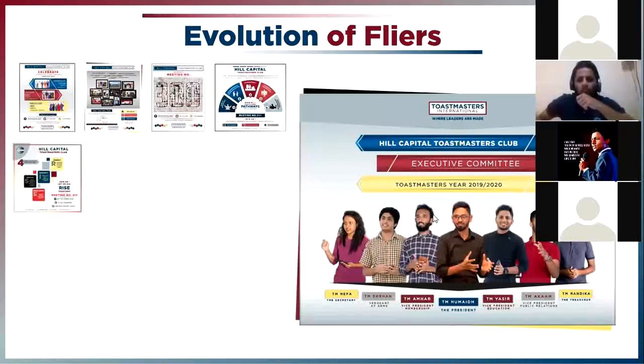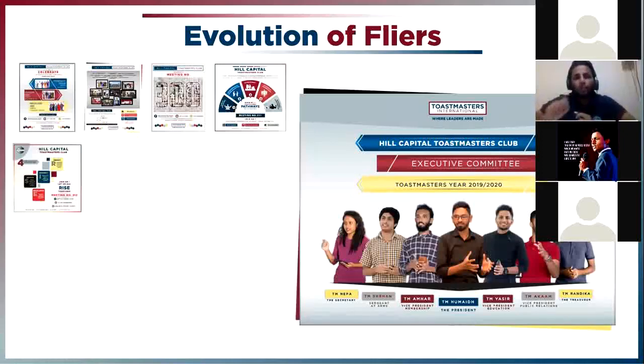This is the flyer I made for the executive committee when I became the vice president of education. You can see this is me, and this is Humaid, the current president. Let's talk about this. This is the advantage you have when you have amazing photographs. Now this is a very good representation of Toastmasters branding.